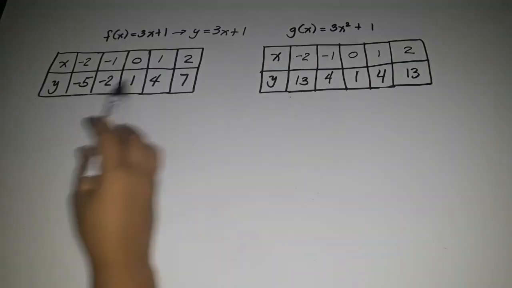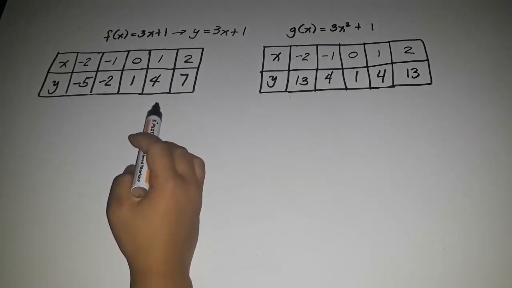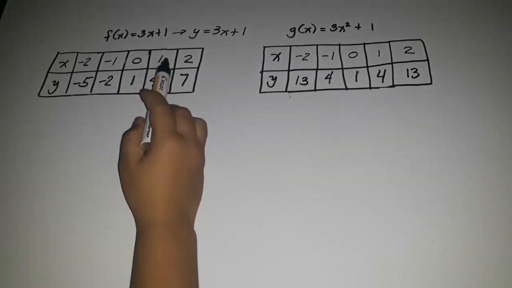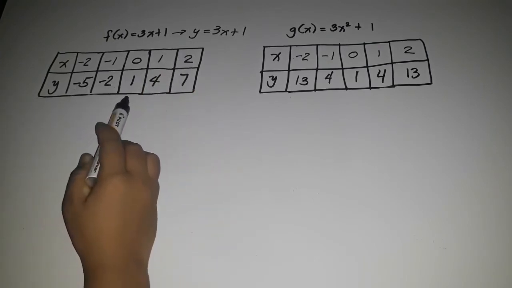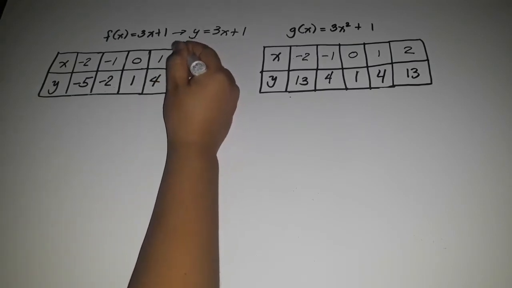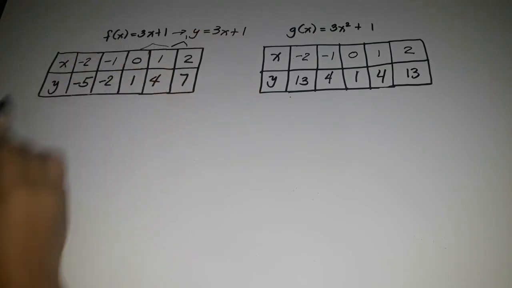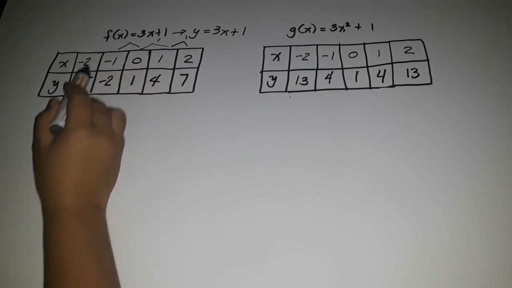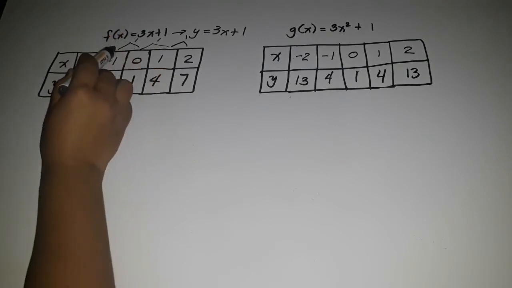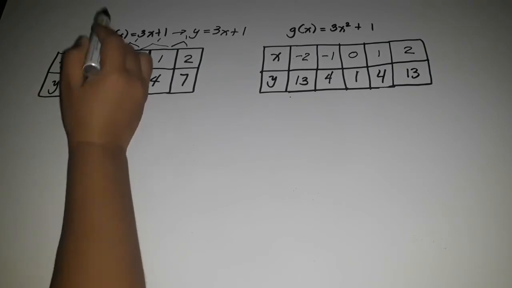Okay, after nating makumpleto yung tables, let's find the differences between two adjacent values of x in each table. Unahin natin dito sa first table. Okay, so 2 minus 1 is 1. 1 minus 0 is 1. 0 minus negative 1 is 1. Negative 1 minus negative 2 is also 1.